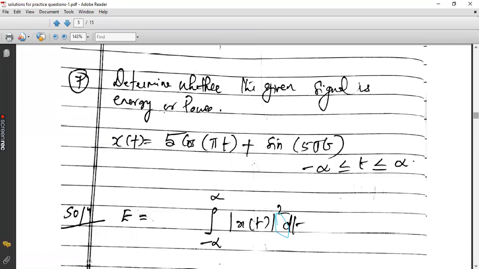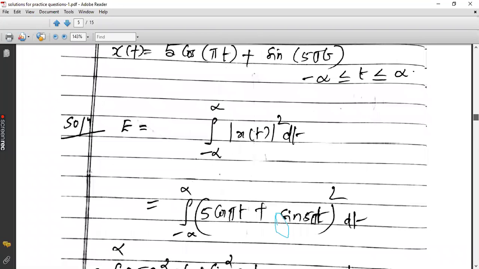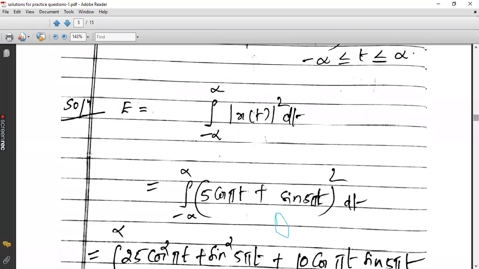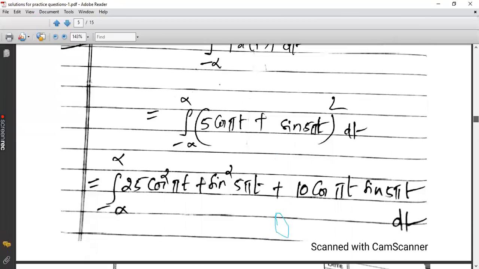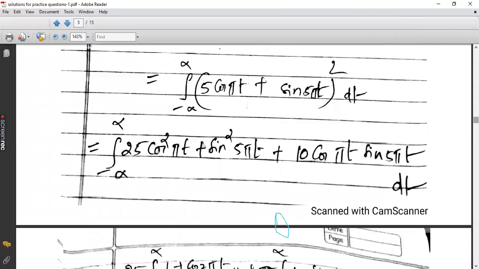So first you will write the formula for energy. You know the formula for energy is integral from -infinity to infinity of mod x of t the whole square. x of t is (5 cos pi t plus sin 5 pi t) the whole square dt. Expand a plus b whole square, so a square plus b square plus 2ab formula. So this will become 5 square, that is 25 cos square pi t plus sin square 5 pi t plus 2ab, meaning 2 into 5, that's 10 cos pi t sin 5 pi t dt.